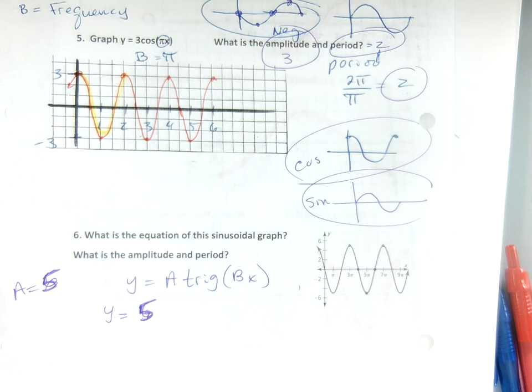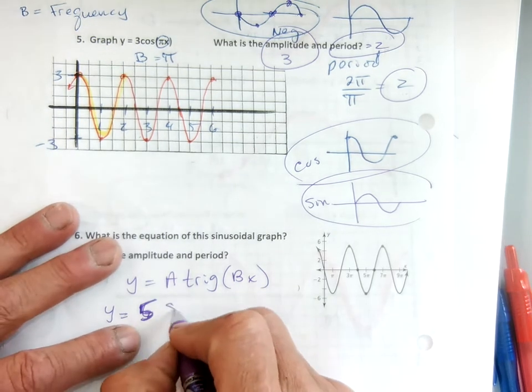That's Monday. Would it be a sine because it goes through the origin? Yes. Think about it as a water slide or a roller coaster. So you start at the origin. Okay. So I'm going to call it a sine. I'm going to go y equals 5 sine.